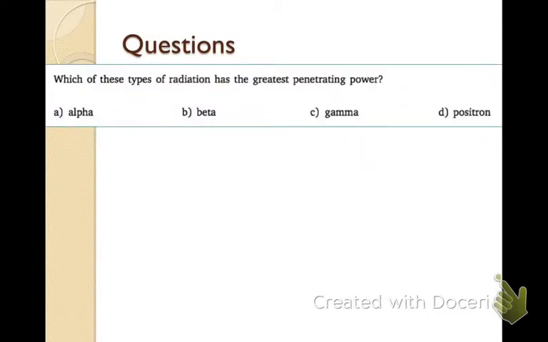Which types of these radiation has the greatest penetrating power? Meaning, what do you need the most protection for? And think back, this is just a memorization. You should have C, gamma.